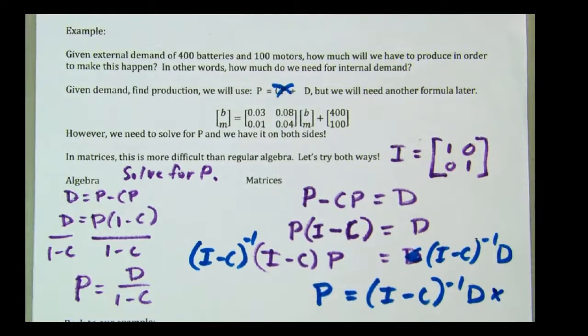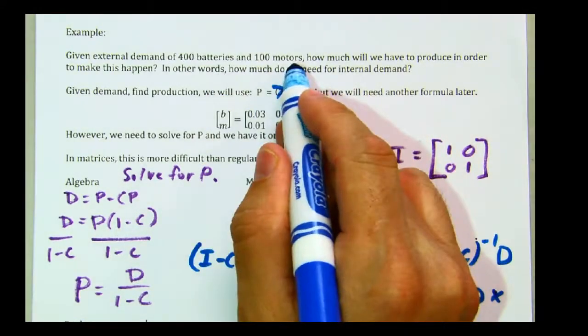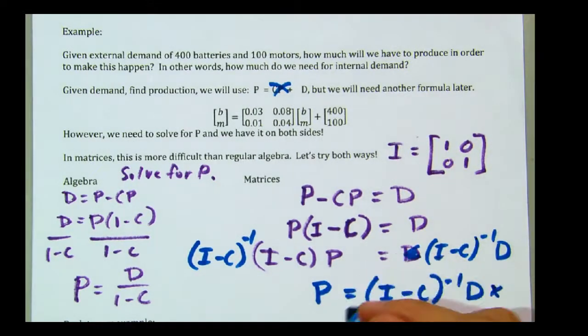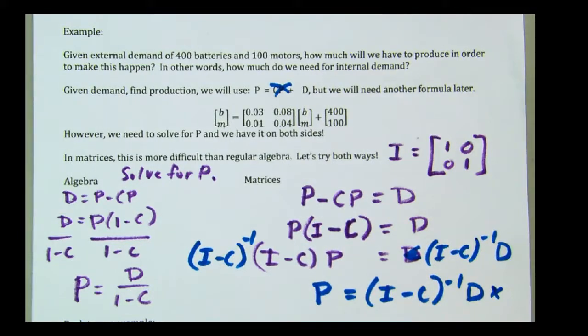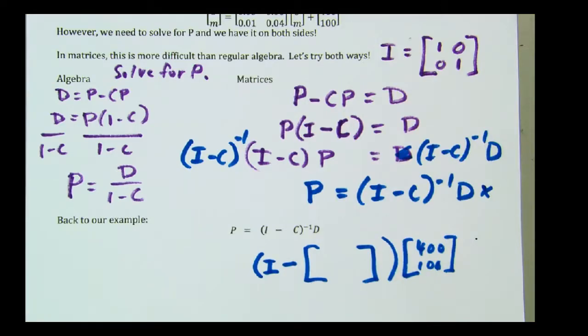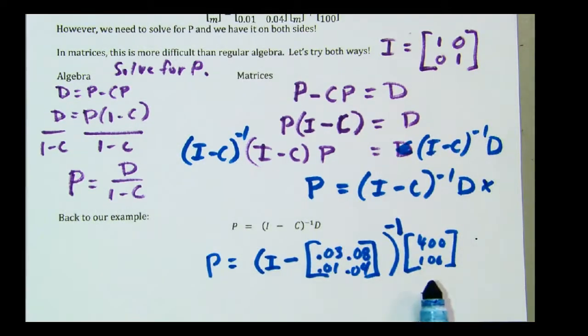So now I have this set up, 400 and 100. That is going to be my demand matrix. When I do this, I'm going to take I minus my consumption matrix. My consumption matrix is right here. And then I have to multiply it by demand. The demand is going to be 400, 100. Sorry, I was off the screen there a little bit, but here it is. So I had an order for 400 batteries and 100 motors.